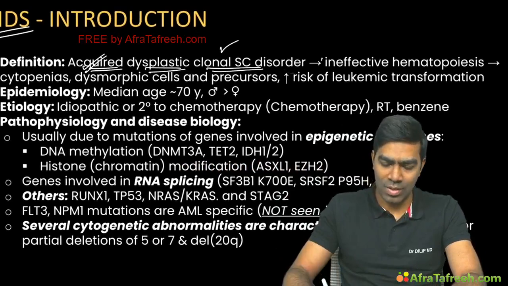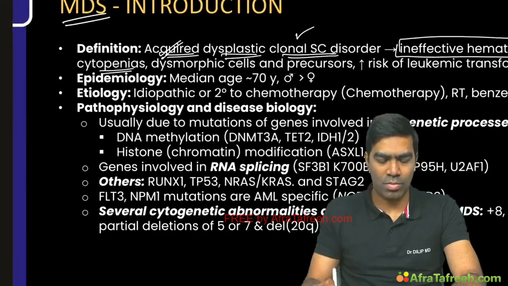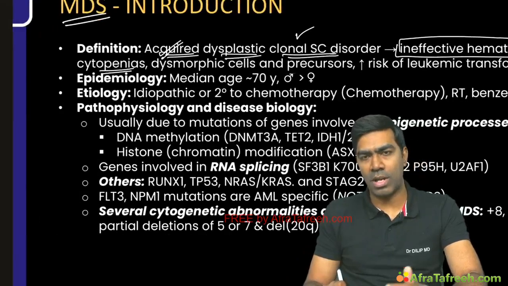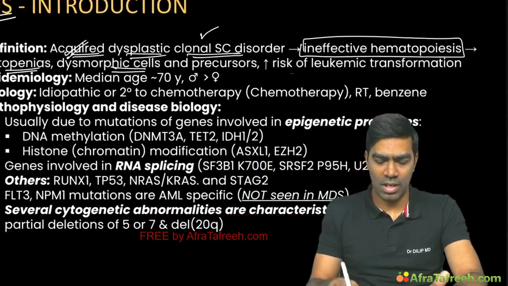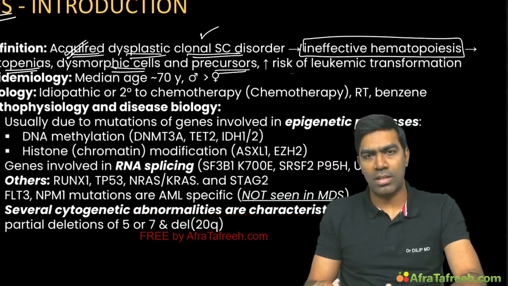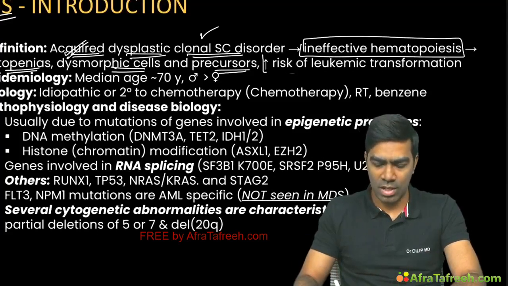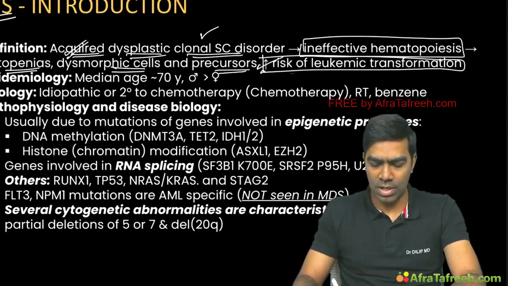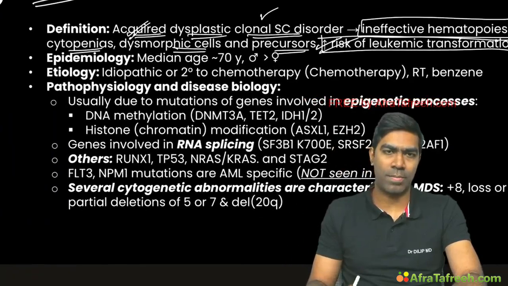That's going to lead to ineffective erythropoiesis, which in turn is going to result in cytopenias. And in the bone marrow and in the peripheral blood, you can see these dysplastic, abnormal, dysmorphic cells along with precursors. There could be some blasts, but technically the blast count should be less than 20%. And there is a high risk of leukemic transformation as well. High risk of getting converted to acute myeloid leukemia.